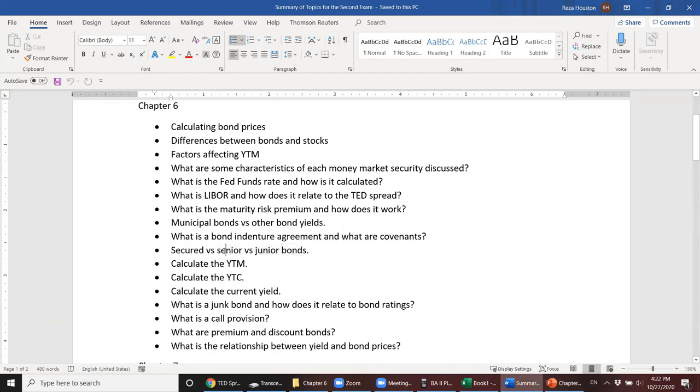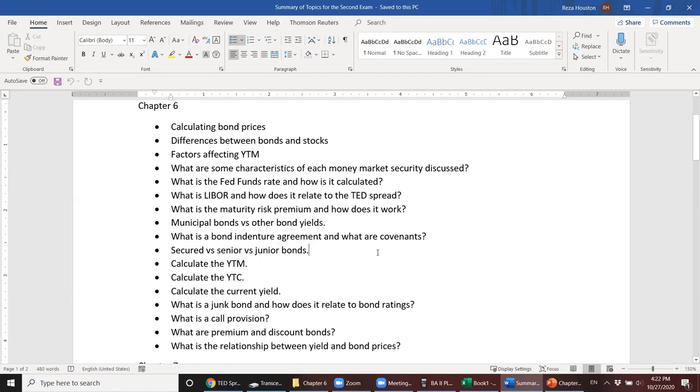So senior bonds are bonds where, in the case of the issuer's default, the senior bondholders get paid what they're owed first. Junior bondholders, they get what's left. So if the senior bondholders, after the company defaults, receive everything that they were entitled to, then the junior bondholders get what they're owed for owning their bonds.